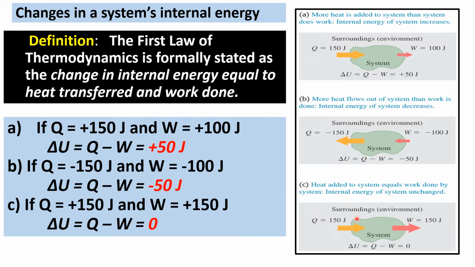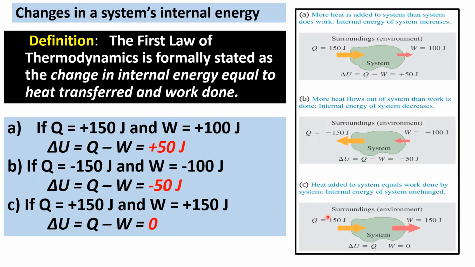And lastly, for letter C, we have, again, the system absorbing an amount of 150 joules. Look at the arrow, it's pointing into the system. But at the same time, the same amount of work is done by the system. The arrow representing W is pointing away from the system. So we have a case where the amount of heat gained by the system is exactly equal to the amount of work that it does on its surrounding. So when we calculate for its delta U, that is Q minus W, we get positive 150 joules minus positive 150 joules, and therefore the delta U is just equal to 0.